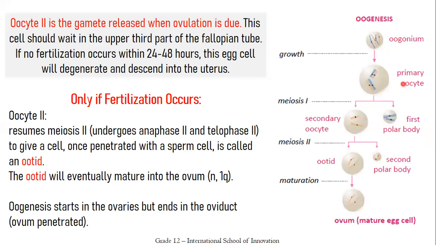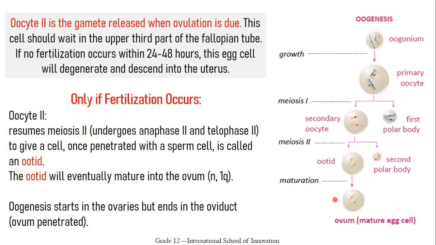Then this primary spermatocyte undergoes meiosis 1 to make 2 secondary spermatocytes. Each secondary spermatocyte will undergo meiosis 2 to form 2 spermatids. So as a result, we will have 4 spermatids. These spermatids will undergo differentiation, so they will differentiate into 4 sperm cells, okay?